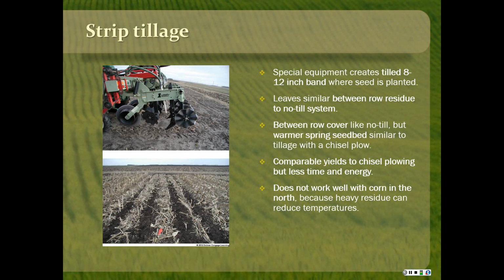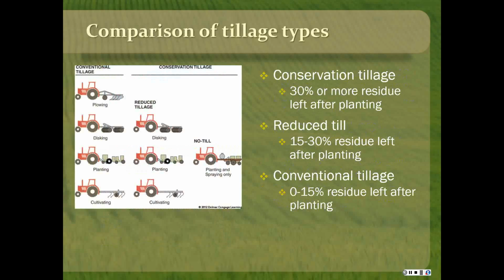But this also doesn't work well with corn in the north because the heavy residue can reduce temperatures and once again delay planting. And here's just a comparison of the different tillage types. You see conventional tillage has the 4 operations: plowing, disking, planting, cultivating. And reduced tillage is kind of in between no-till and conventional tillage, and it's got basically no primary operation, just disking, planting, and cultivating. And then no-till is just planting and spraying only. There's no tillage operation at all.